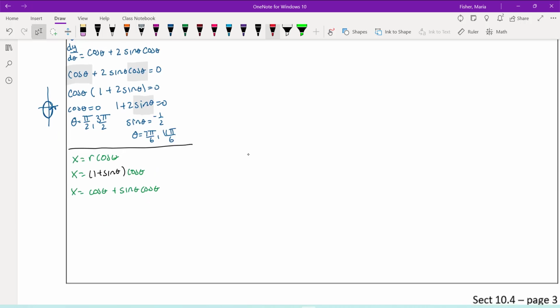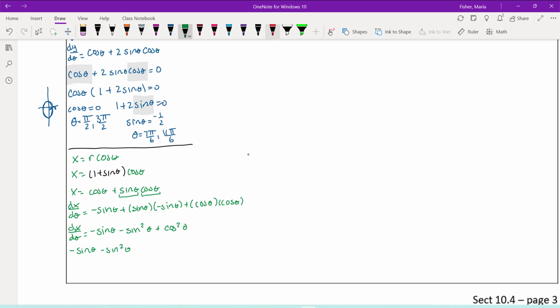Now I need to find the derivative. So dx d theta is going to equal the derivative of the cosine, which is negative sine of theta. And here I have a product, so I have to use the product rule. That would be the first times the derivative of the second plus the second times the derivative of the first. If I clean that up, dx d theta is equal to negative sine of theta minus sine squared theta plus cosine squared theta. Now I have to figure out where that equals 0, because I need to find the places where I have vertical tangency.